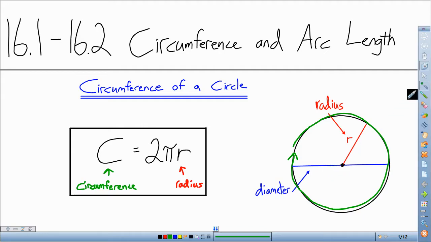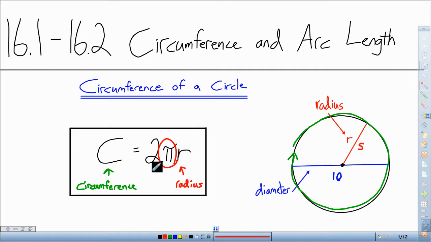Here's something to know. The radius of a circle is half the length of the diameter. So if they were to tell us on this that our diameter was 10, this entire line here was 10, we would know that our radius was 5. And then we'd be able to plug that in and type it in and get our circumference, the distance around the circle.